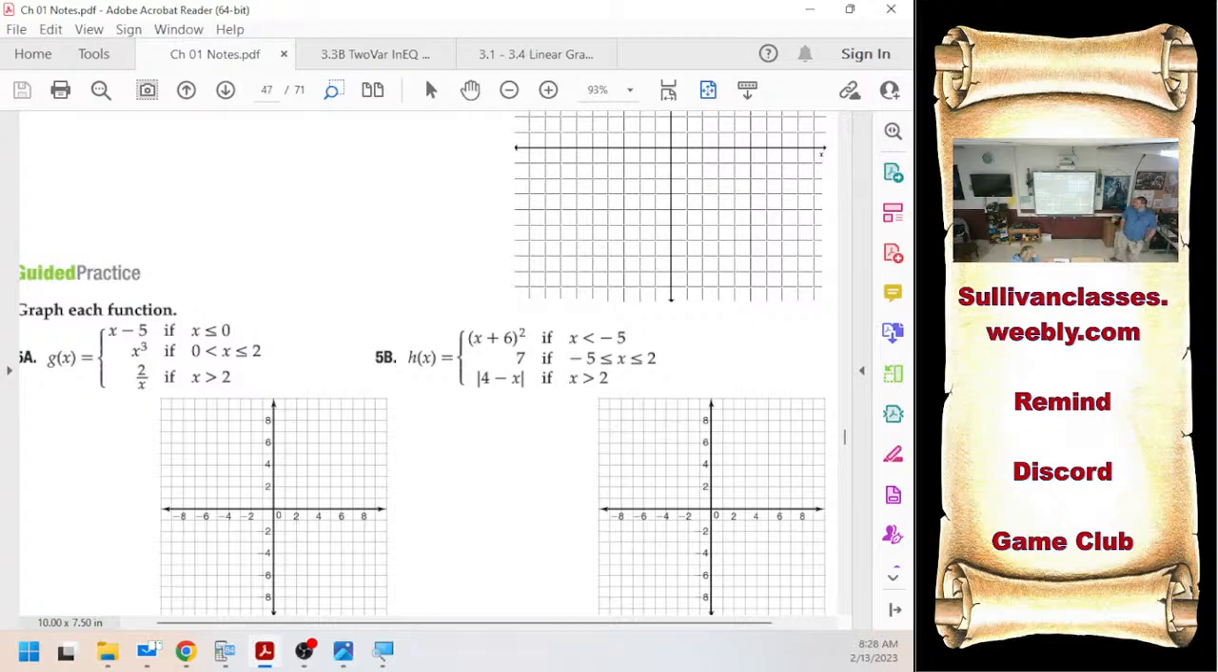Okay, so graph the line. Erase everything but here. Graph the cubic. Erase everything but here. Graph the reciprocal. Erase everything but here.